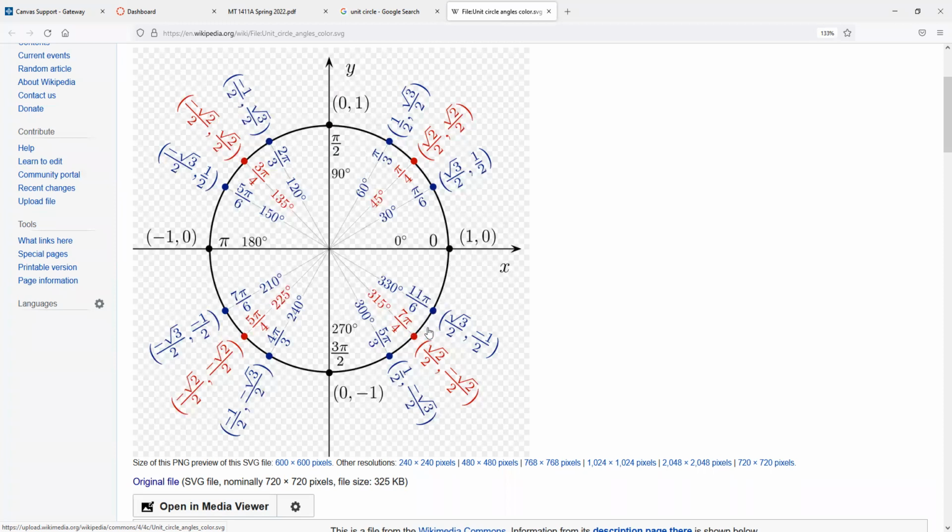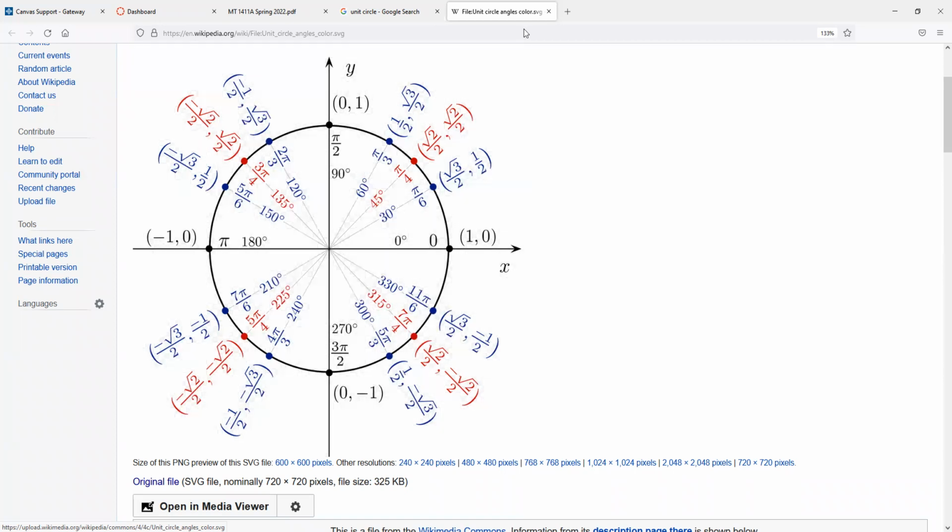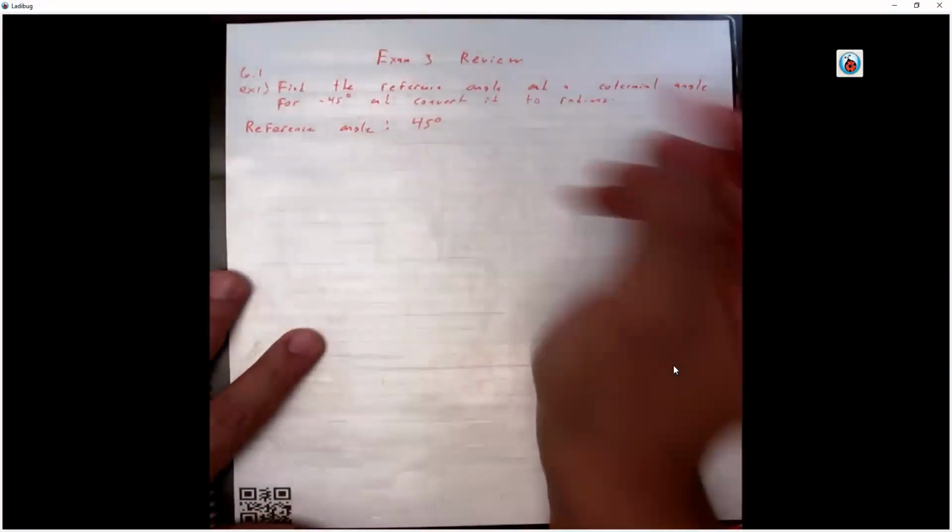So reference is 45. Now, coterminal means any angle that will get you to that same spot. I'm already here, so I can add 360 to -45 and go all the way around and land here again, which would be 315. You can either just write that number down, find a location for -45, there's my coterminal, or add 360. Either way, reference is just the distance, always positive.